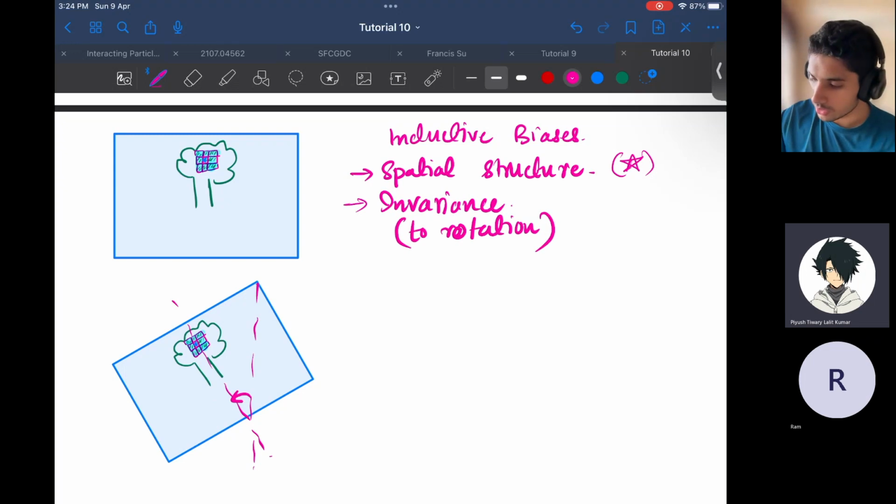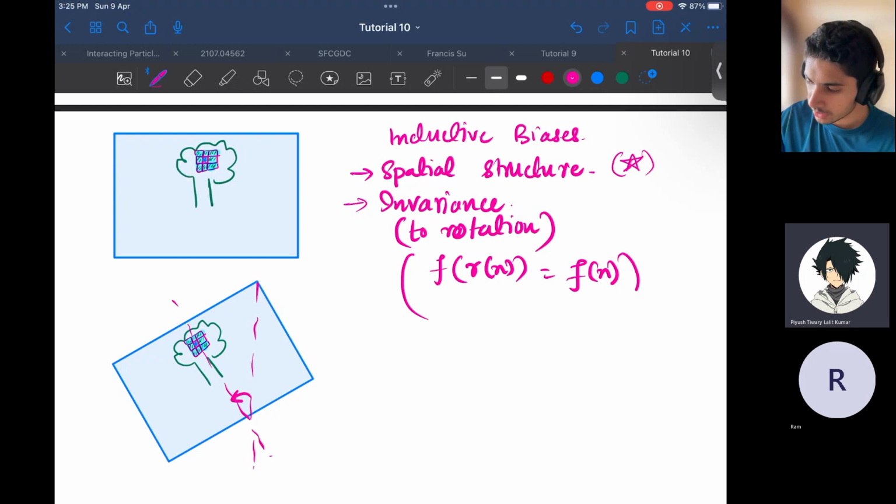Or if I have to elaborate it, what do I mean by invariance to a particular function is, let's say, if f is my function, and I want it to be invariant to some other function which is rotation. Let's call it r. So what I want is f of r of x is equal to f of x.